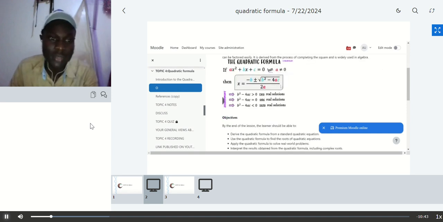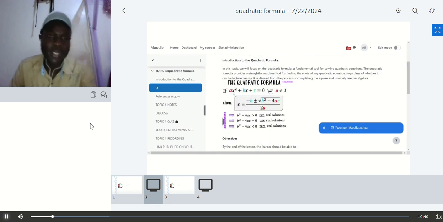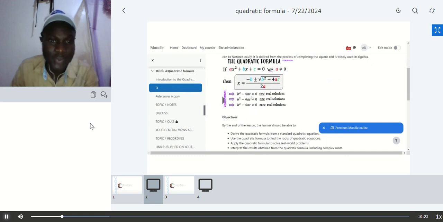The quadratic formula: if ax squared plus bx plus c is equal to 0, but a is not equal to 0, then x is equal to negative b plus or minus the square root of b squared minus 4ac, all divided by 2a. We say that when b squared minus 4ac is greater than 0, we have two real solutions. When b squared minus 4ac is equal to 0, we have one real solution. When b squared minus 4ac is less than 0, we have 0 real solutions.